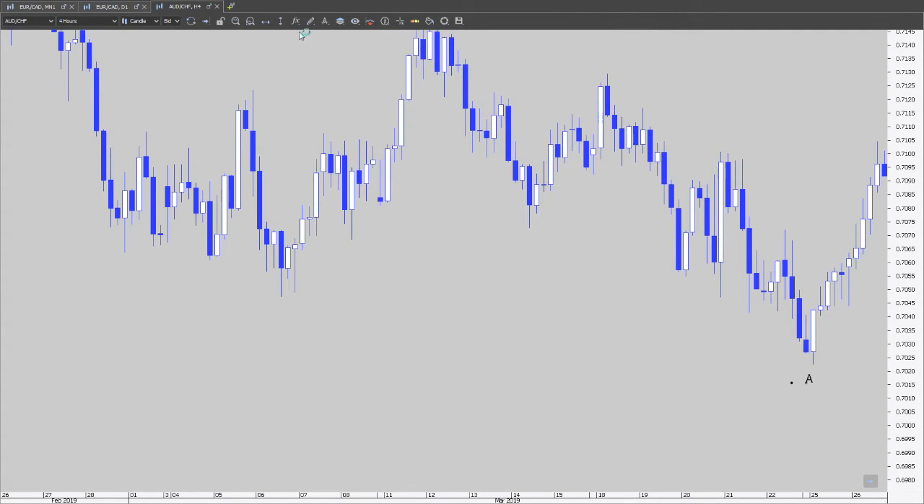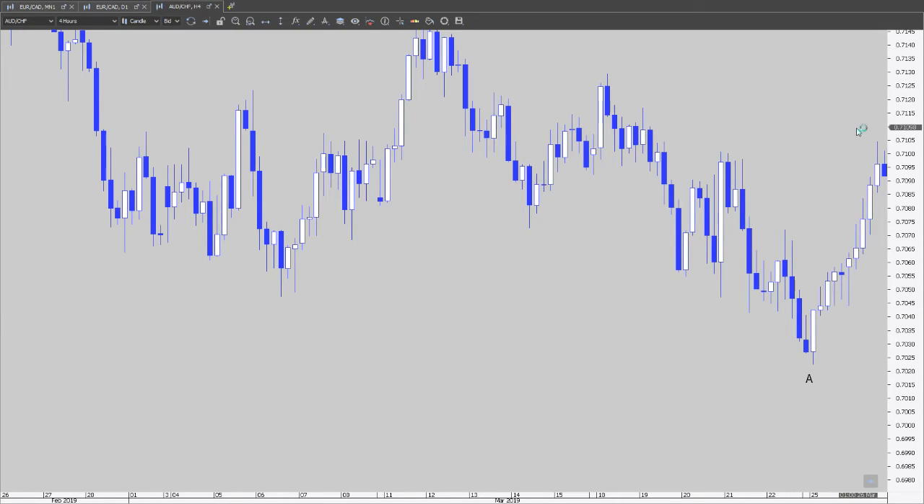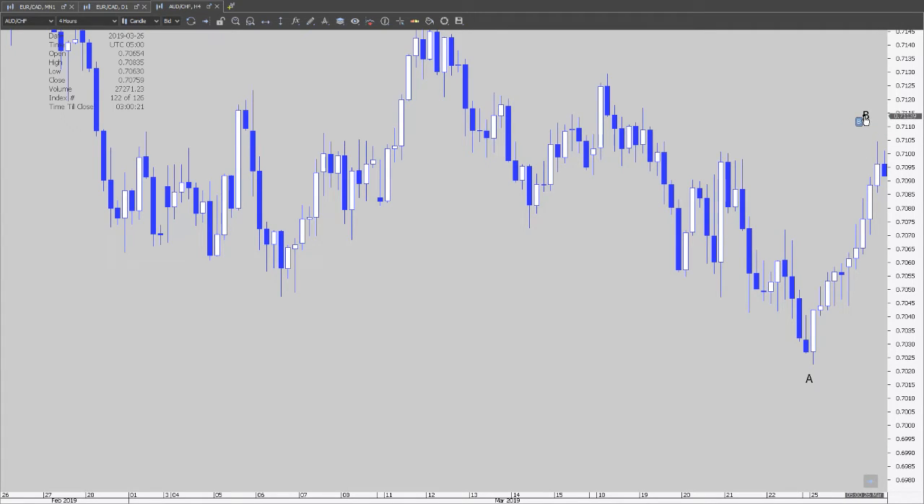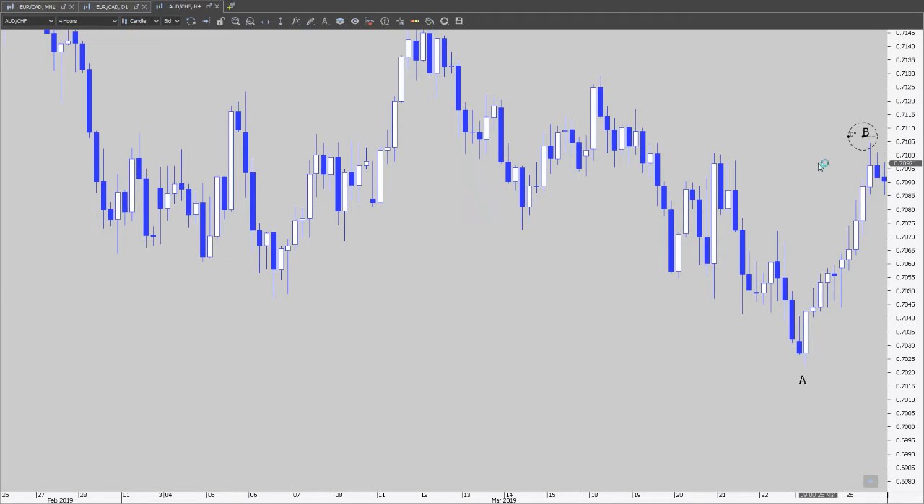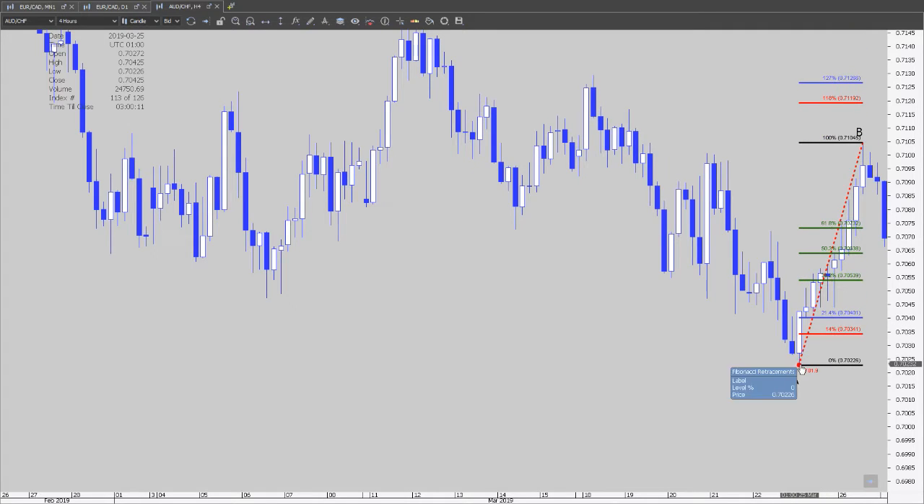Where is the B? The B is the first high as soon as possible after the A. So this is the B. It must be a high, right? This is the B. One central candle, two candles on the left and two candles on the right, and Fibonacci retracement tool. So this is our original Fibonacci on the 4-hour time frame on AUD-CHF.